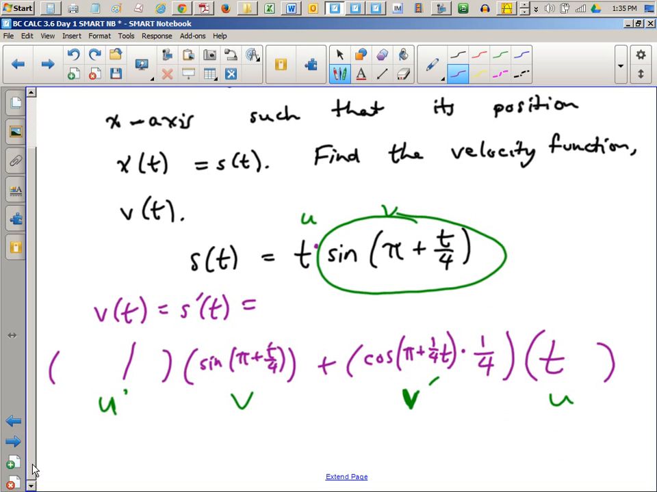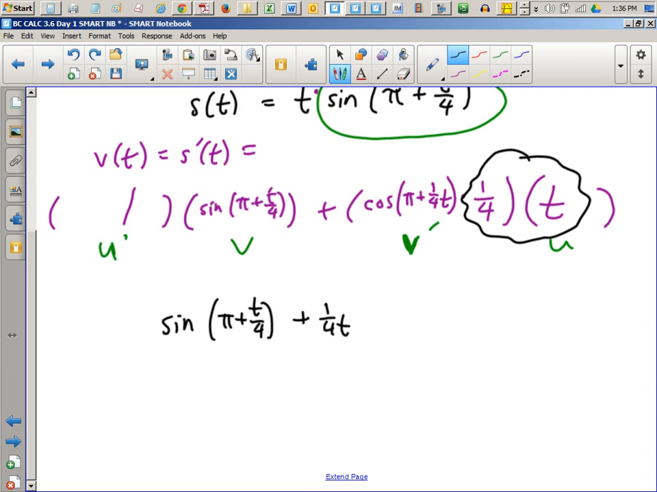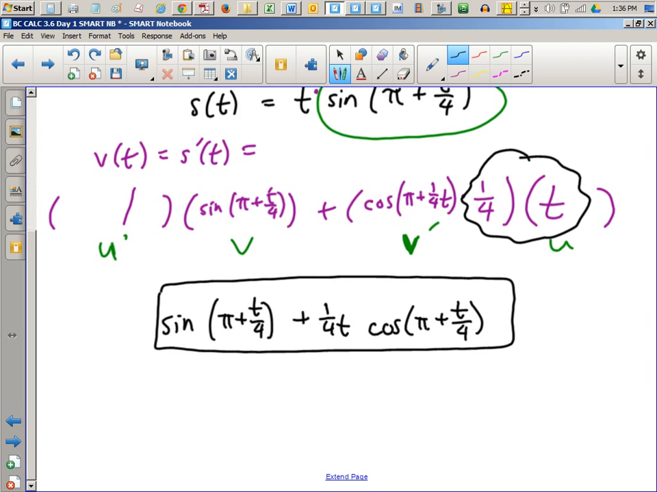So here is your answer, and this just begs to be rewritten nicely. So we shall do that. So we have sine of pi plus t over 4 plus, and then right here there's a 1/4 t. I'll put that in the front. And then there's a cosine of pi plus t over 4. And this is your velocity function. It will tell you how fast and which way the object is moving if you give it a time.